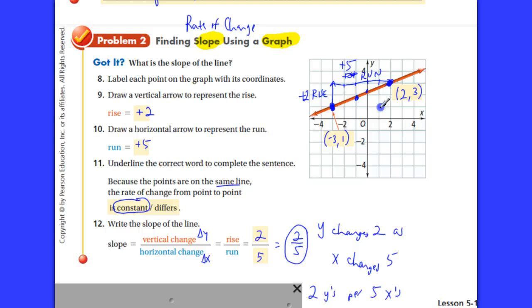Okay, so I'm going to stop this one. That's a short video for you. I'm going to make a couple more short ones because I need to show you what you would do if you were given 2 points and you were not able to graph them, how you could find the slope from that, and we'll do that in the next couple videos for you.